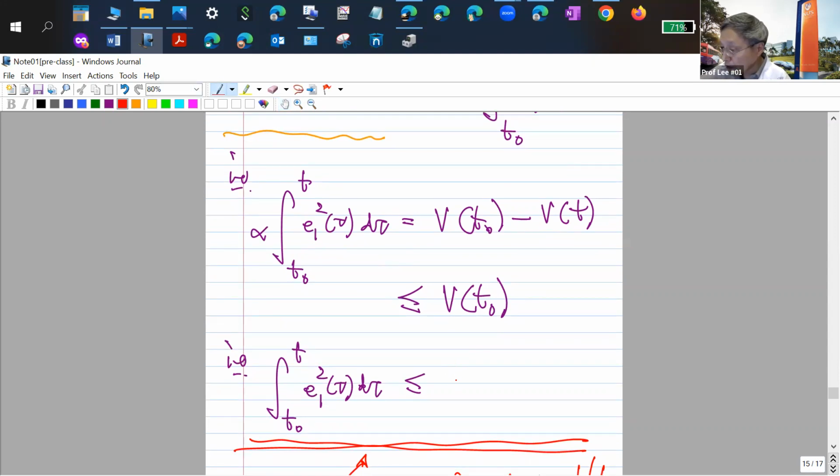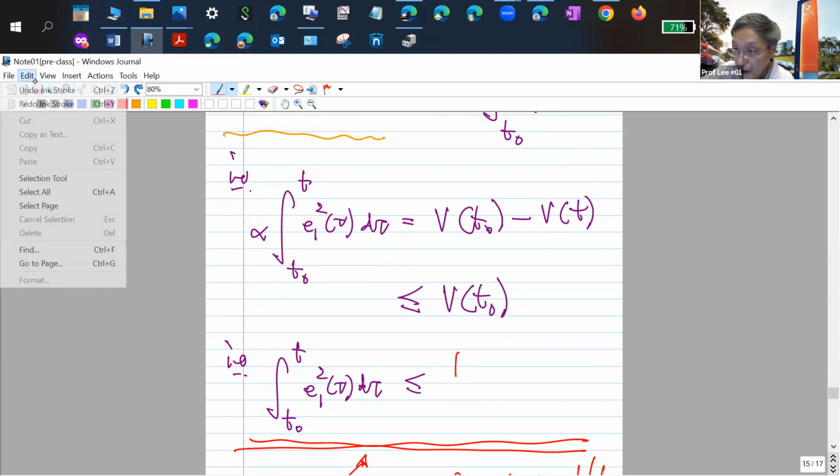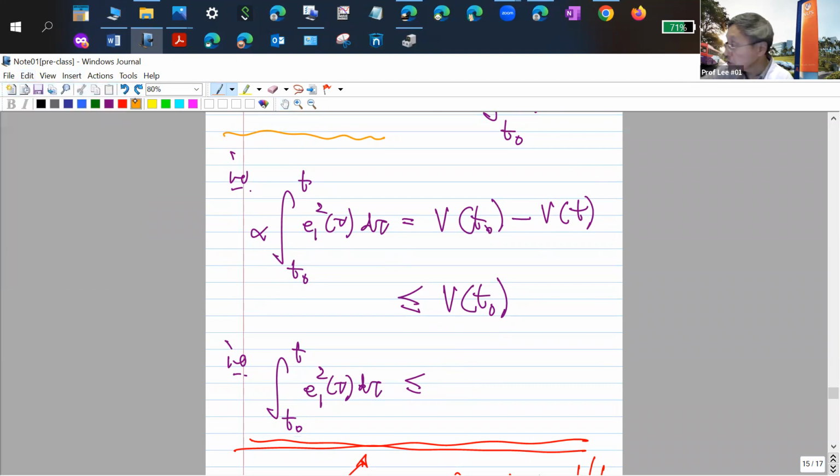All right, now I bring the 1 over alpha over, let me use a different color. Orange. So I bring this over, 1 over alpha. Remember, alpha is a positive number. V at 6:15 p.m. is just a number. So remember, this is just a positive number. Since these are just numbers, nothing prevents me from writing this as just another positive number, C1.